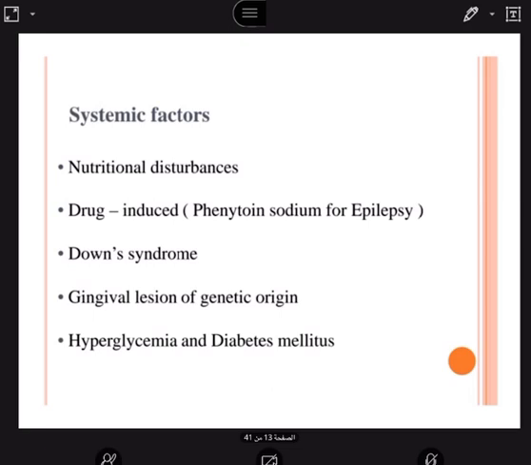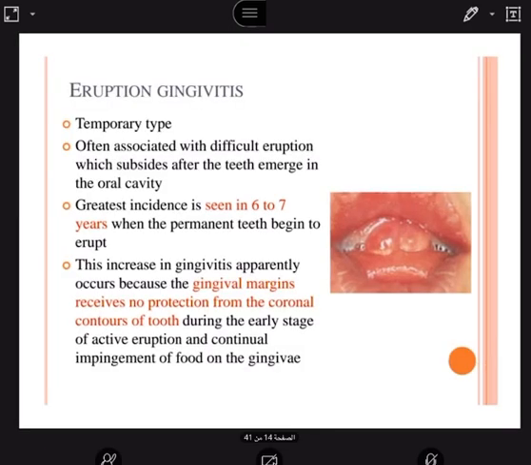You will never have a chance of getting dental caries, because the tooth itself is not there. Whereas your periodontal destruction is very prominent. Gingival lesion of genetic origin, and then you have conditions like diabetes mellitus and hyperglycemia, where you will find periodontal disease as a very common feature.